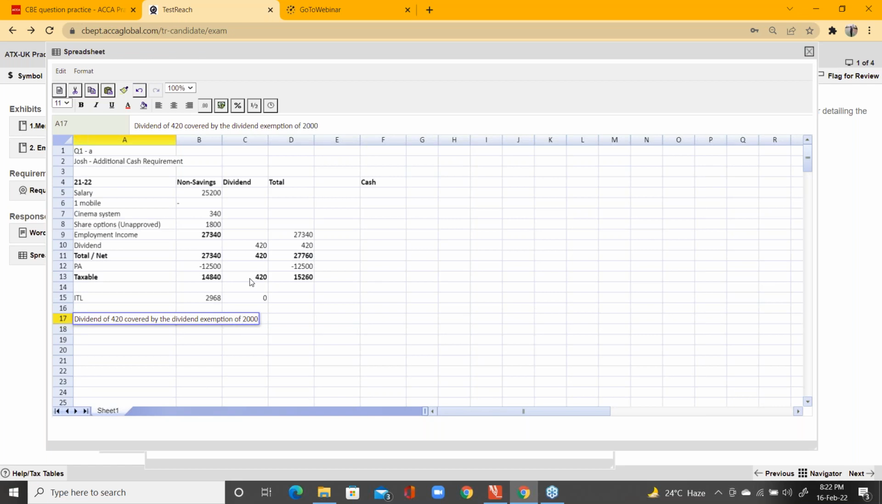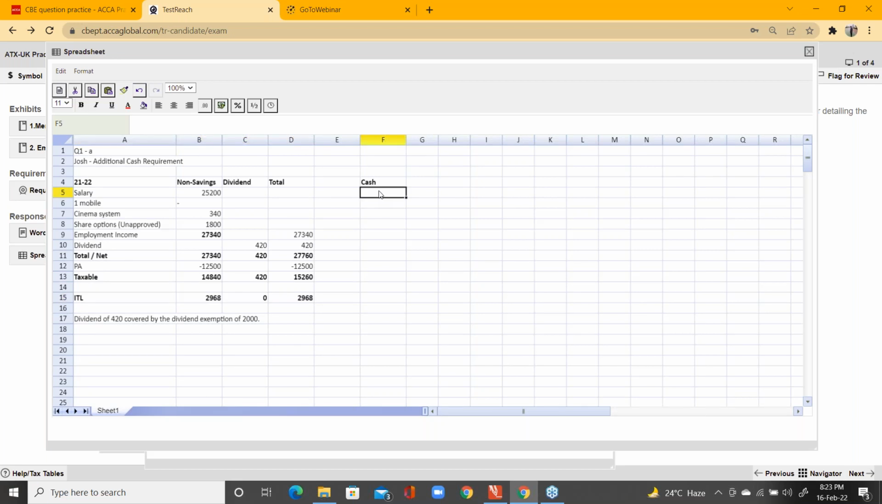The first 2000 of dividend income is exempt. So if total dividend income is 420, there is no tax liability on such dividend. Resultingly, total tax liability is calculated as the sum of these two values, 2968.